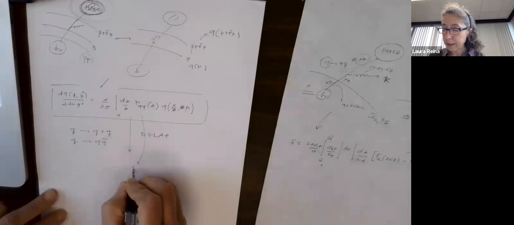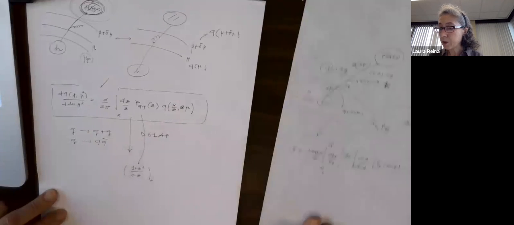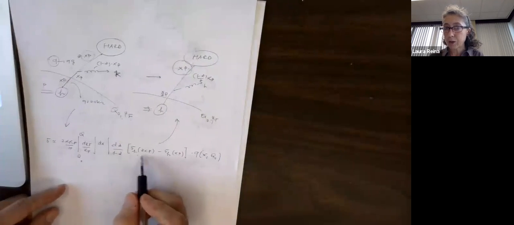If I have to write it in terms of z, it would be 1 plus z squared divided by 1 minus z, plus distribution. This plus distribution is just the one that comes out of this structure.